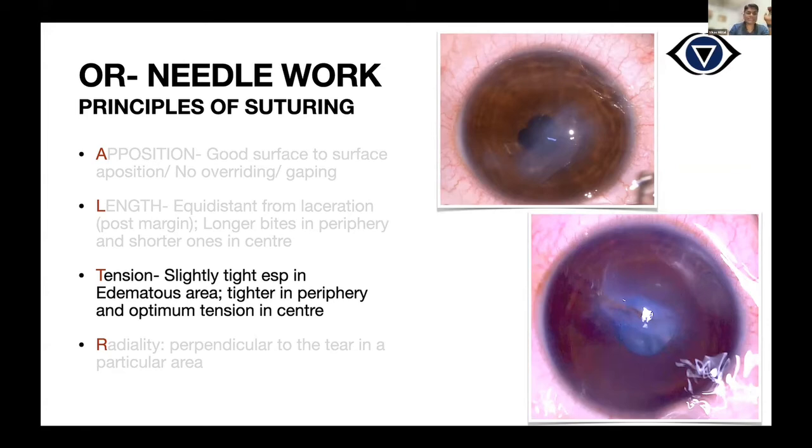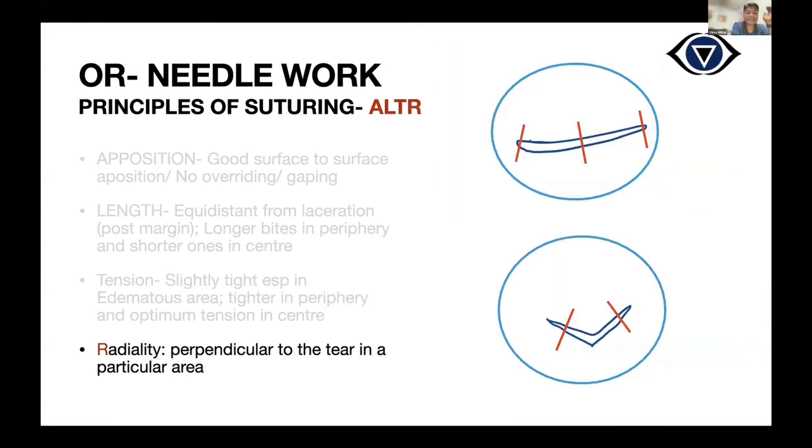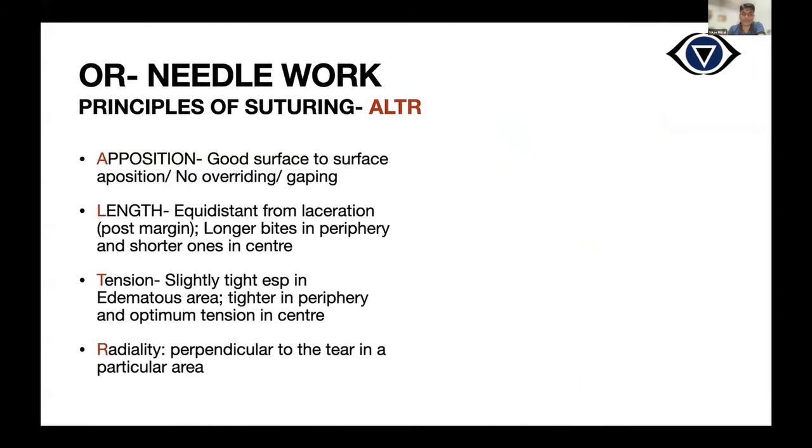It has to be on a tighter side. Radiality again: you need to be perpendicular at the area where you're in the line of the laceration. So you can see these sutures will not be parallel to each other. They will be perpendicular at the area where the laceration is. These are not parallel sutures; at that point there will be a right angle, and in that area you need to be perpendicular.